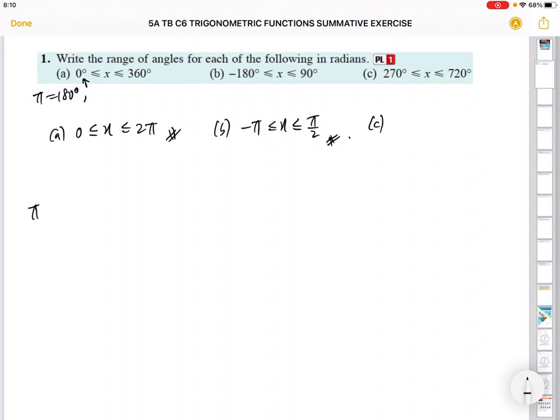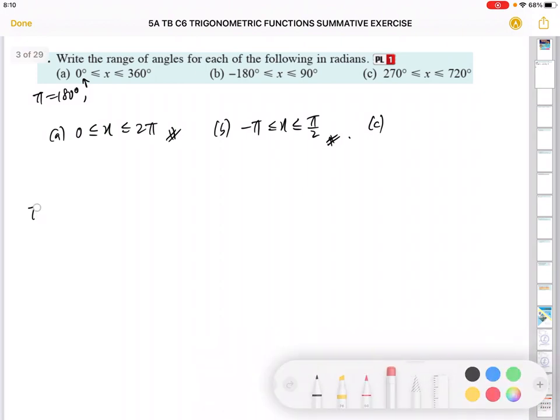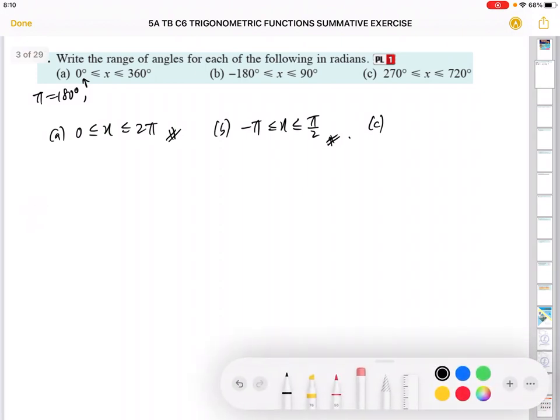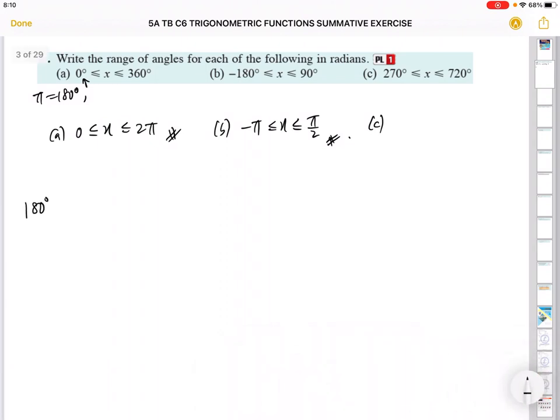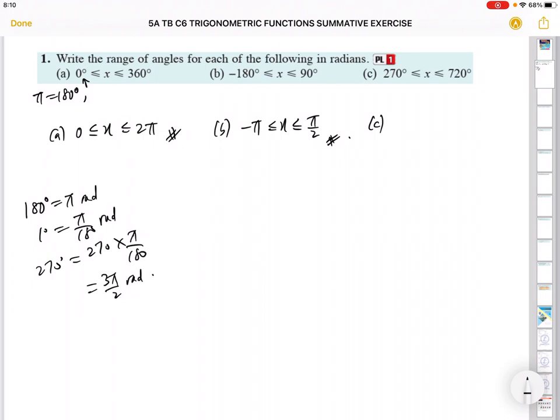Okay, if you find this difficult to convert, you don't remember, so this is what I'll do. I know that 180 degree is pi radian, so 1 degree is pi over 180 radian. 270 degree is 270 times pi over 180. This will be 3 pi over 2. Yeah, or we can think 1.5 pi radian. So this is 3 over 2 pi for 270.